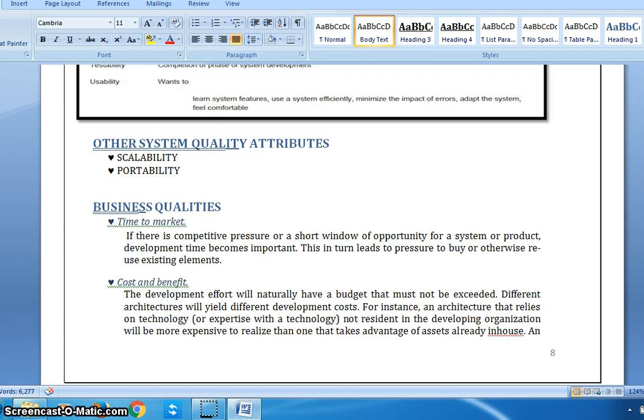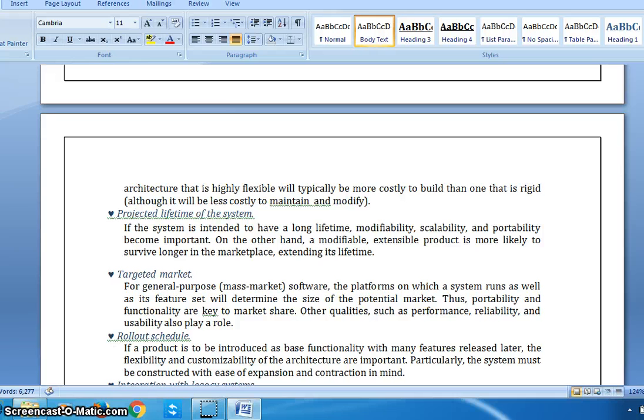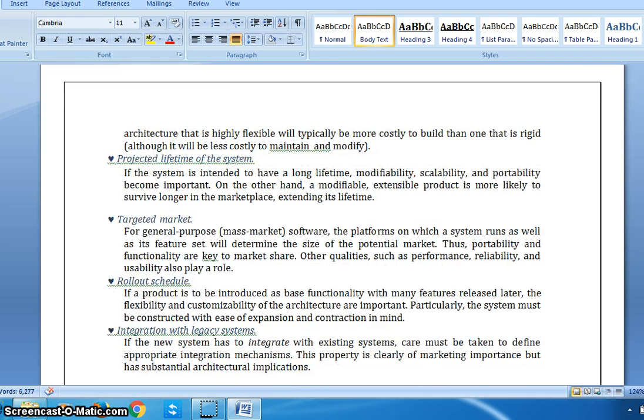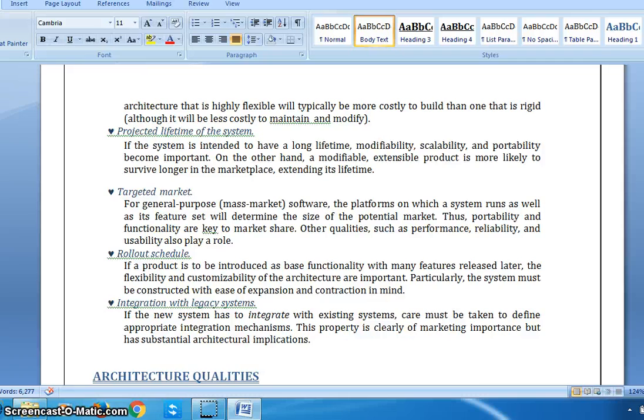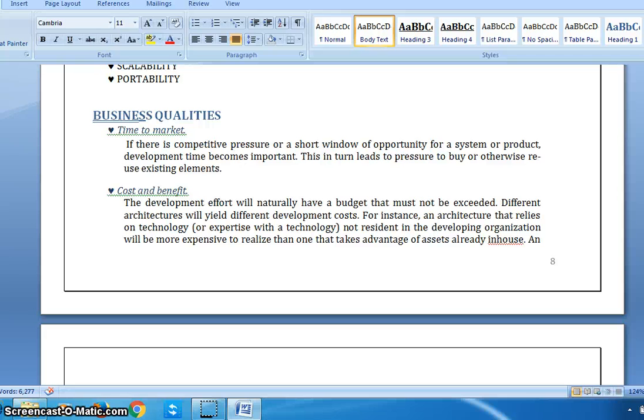Dear students, this is a continuation of video 2.8, and in this video we will be studying the business qualities for software architecture. The first one is time to market, the second factor is cost and benefit, the third one is projected lifetime of the system, the fourth one is targeted market, and next is rollout schedule and integration with a legacy system. These are the different business qualities we need to consider when designing a software architecture.